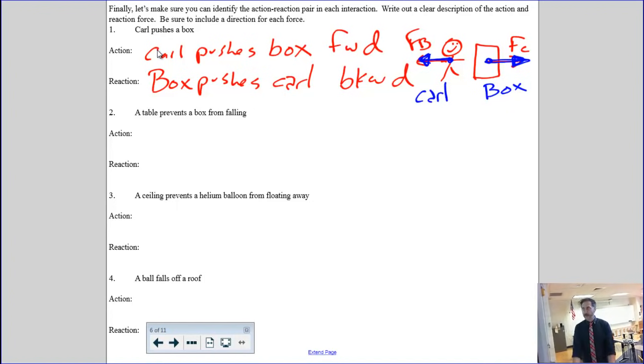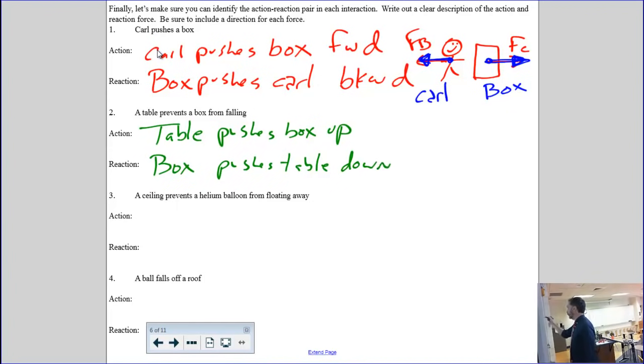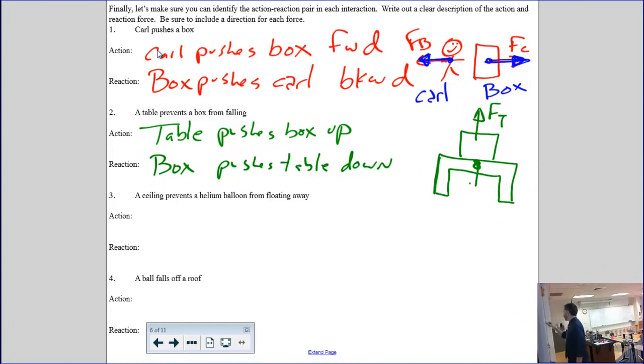So the idea is gravity's pulling the box down, but the table's holding it up. So my action is table pushes the box up, and the reaction, you just switch the objects: box pushes table down. And then your drawing is going to look like this. Here's your table, here's your box, here's the force of the table pushing the box. Here's the force of the box pushing the table down, right?